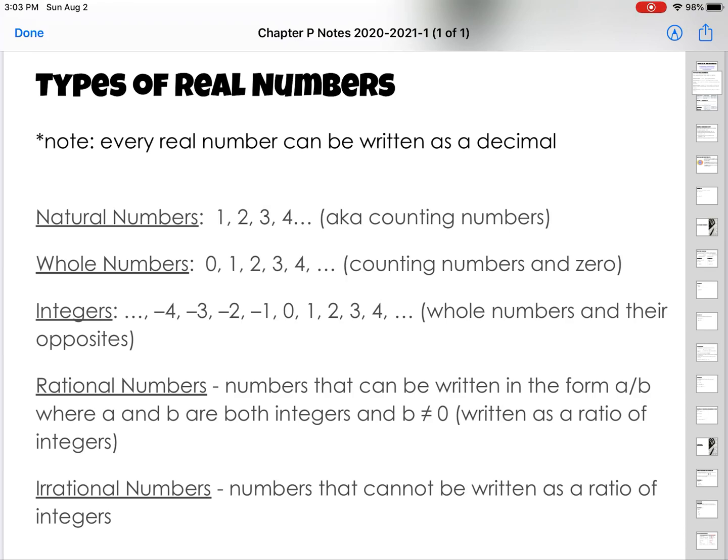Rational numbers are numbers that can be written in the form of a over b, so as a fraction, where a and b are both integers and b cannot be 0, because if it is, then it's undefined. So basically it's a ratio of integers. And then lastly, we have our irrational numbers, and those are numbers that cannot be written as a ratio of integers.